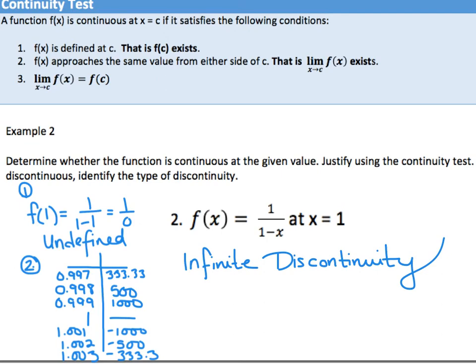I didn't quite finish my statement though about the limit here. So the limit of f of x as x approaches 1 also does not exist because it's approaching different values on either side.